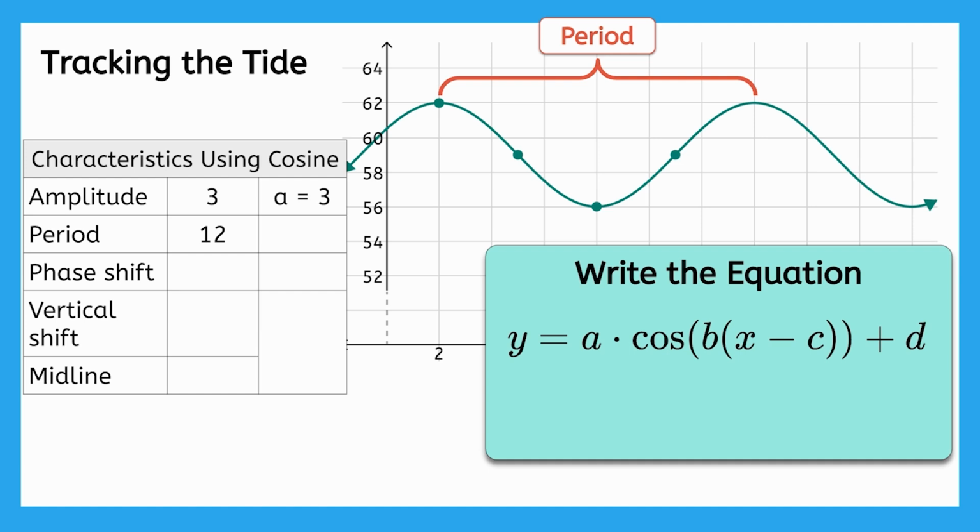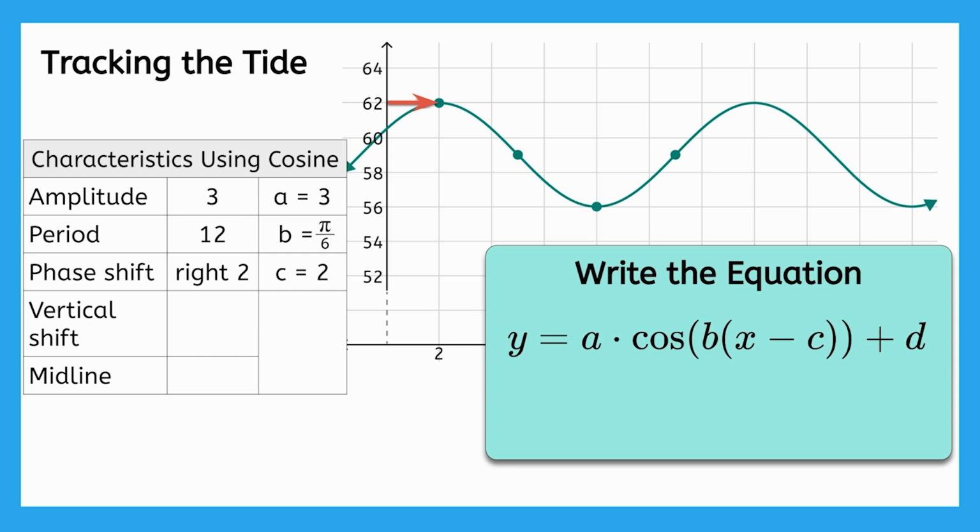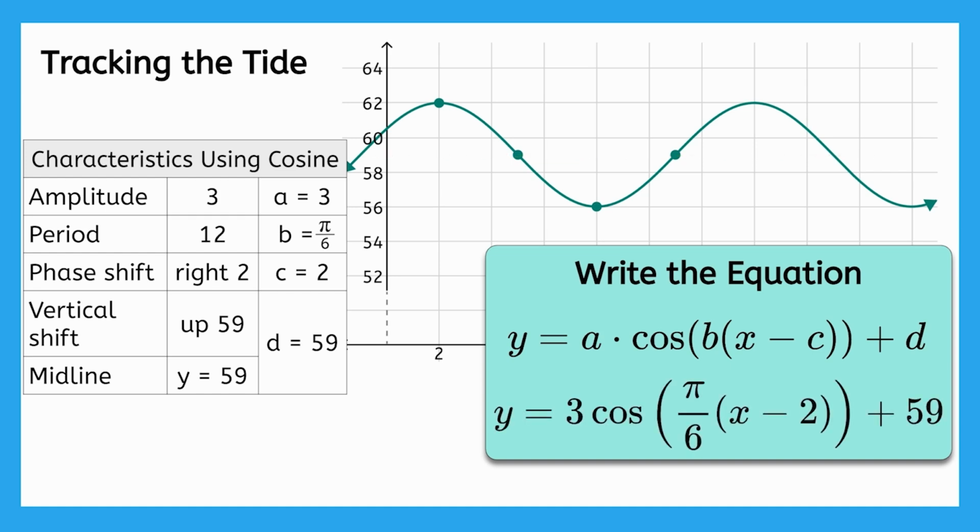We find b by dividing 2 pi by 12, so the b value is pi over 6. Since we're writing this as a cosine function, we should note that instead of having a maximum on the y-axis, the maximum has been shifted 2 units to the right, so c is positive 2. Finally, the midline of the tide was at 59 feet, so d is 59. This gives us the function y equals 3 cosine of pi over 6 times (x minus 2) plus 59.